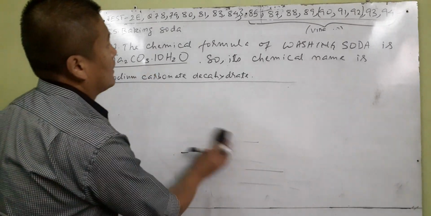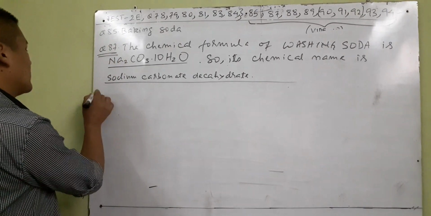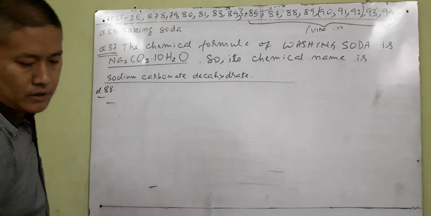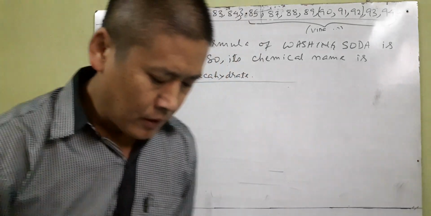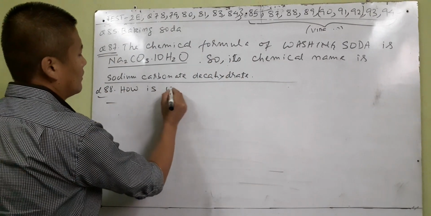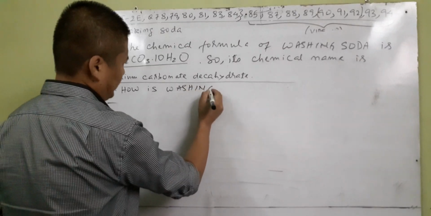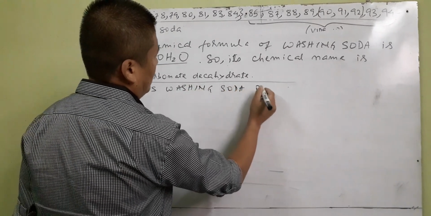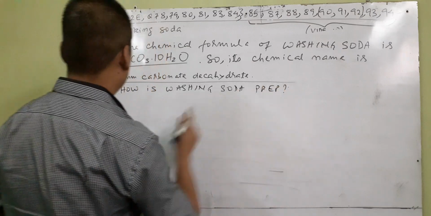Okay, 87. So I'll go to 88, question number 88. I think we can just read that. How is washing soda prepared? Okay, write it down. How is washing soda prepared? Write down the question.